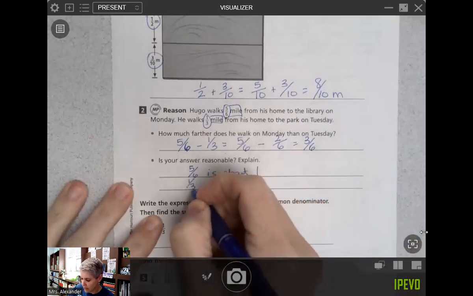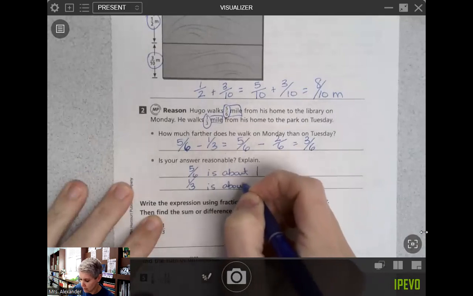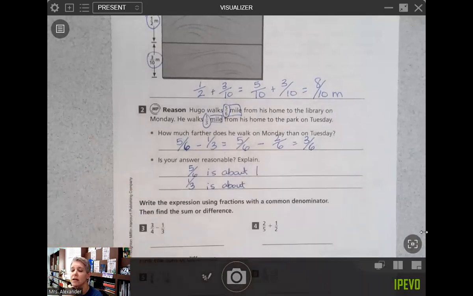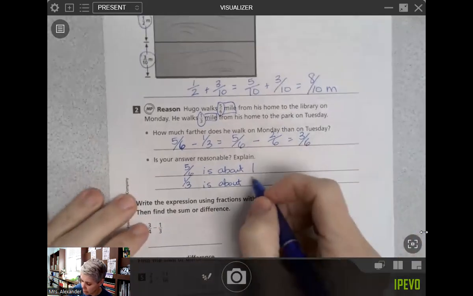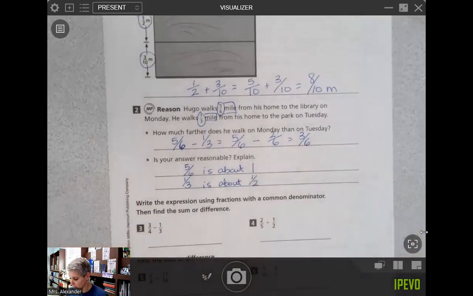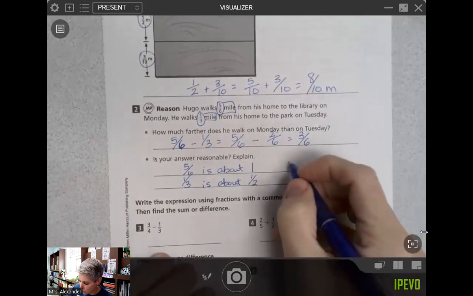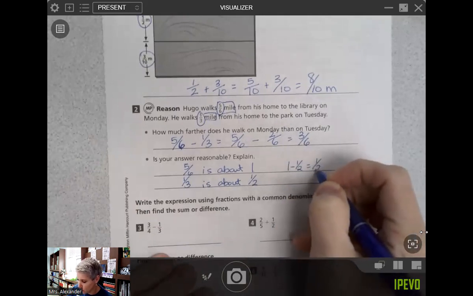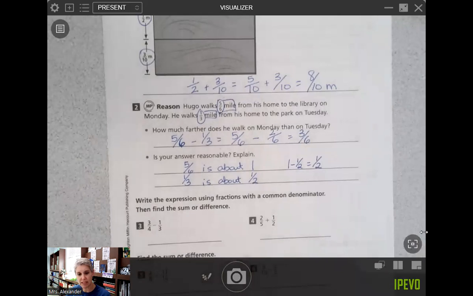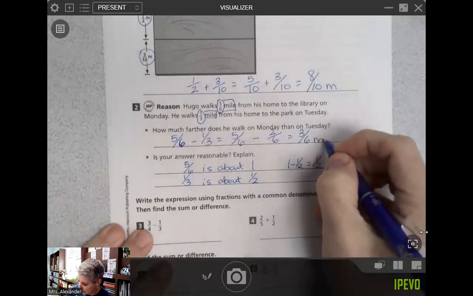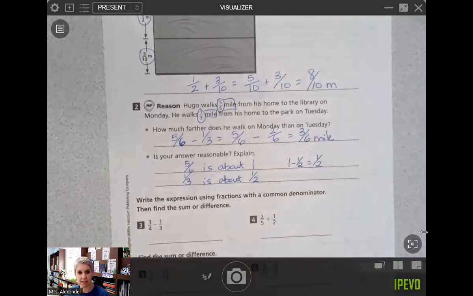And 1/3 is about, it's a little tricky. Let's think about 1/3. I have 0/3, and I have 1/3. Then on the other side of my half mark, I'm going to say that 1/3 is about 1/2. So if I did 1 minus 1/2, that would equal 1/2. Is that reasonable? Is 3/6 about 1/2? It's exactly 1/2. So our 3/6 of a mile is the difference between Monday's walk and Tuesday's walk.